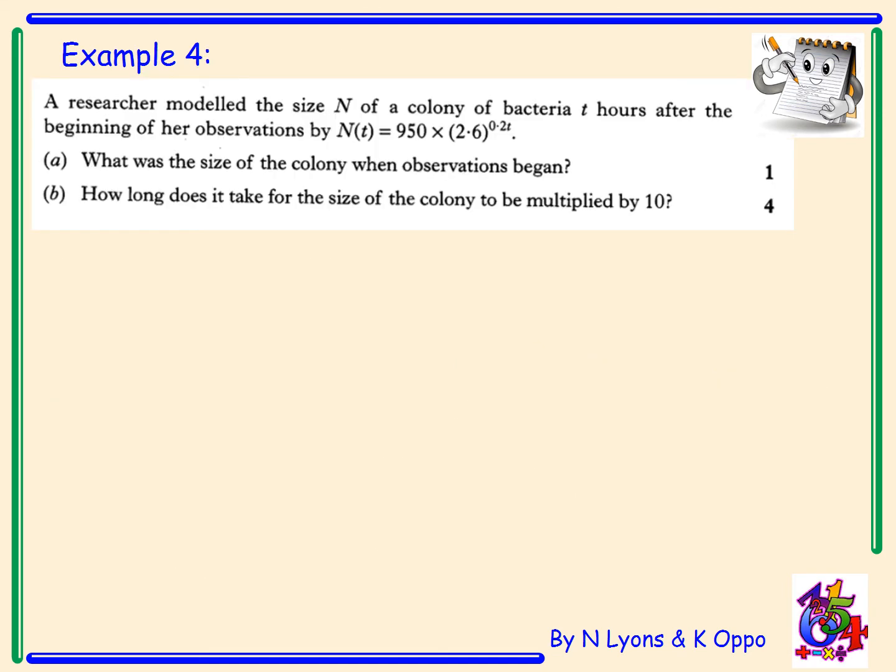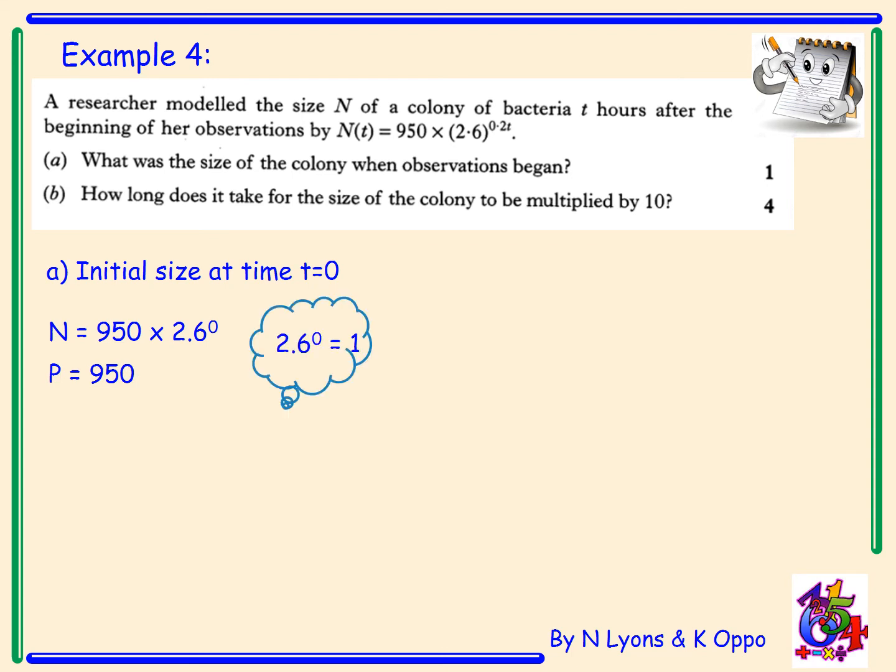Example 4 is the past paper. A researcher modelled the size n of a colony of bacteria t hours after the beginning of her observation. And n is a function of t equals 950 times 2.6 to the power 0.2t. Part A, what was the size of the colony when observations began? Again, you know it's just a multiplier. You can just write down 950, or if you can't remember that, just go through the process. t equals 0 for initial size, so I've got 950 times 2.6 to the power 0, which is now 950 because 2.6 to the power 0 equals 1.